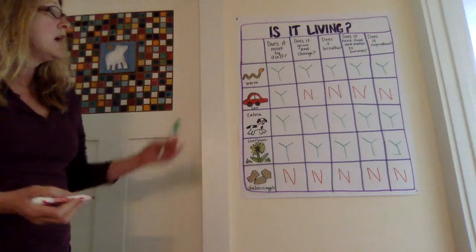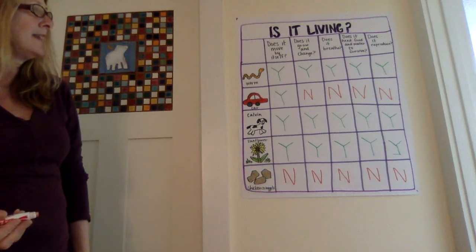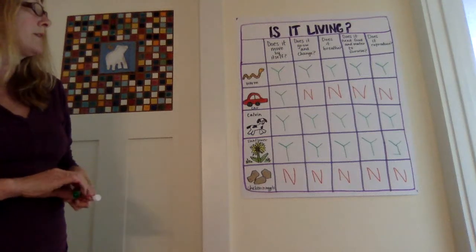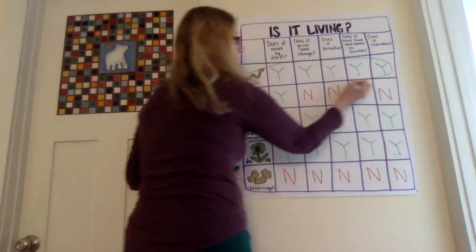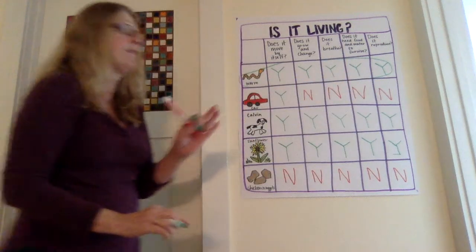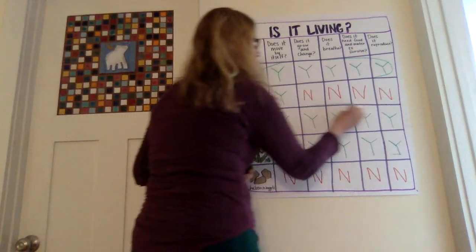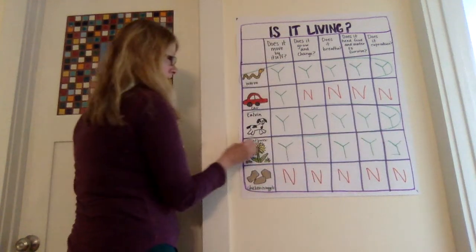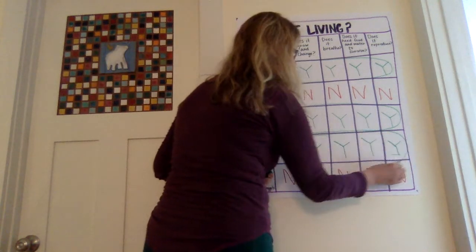They don't. Boys and girls, when I look at my matrix, I can see which ones are the living things. I can see that the worm is a living thing because it has yes under each of the 5 characteristics of a living thing. I can see Calvin the dog is living. And I can see that the sunflower is a living thing.